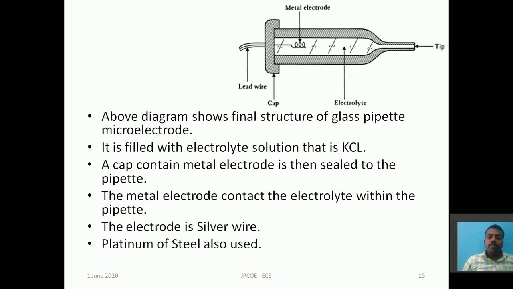The diagram shows the final structure of the glass pipette microelectrode. It is filled with an electrolyte solution, potassium chloride, KCl. The capillary has empty space, and at the narrow portion we have a very small tip in the micrometer range. The cavity is filled with electrolytic gel, which is potassium chloride. Then on the back side, the capillary is connected with the electrode along with a cap. The cap is used to connect the lead wire with the electrode. The electrode may be silver wire or platinum steel.